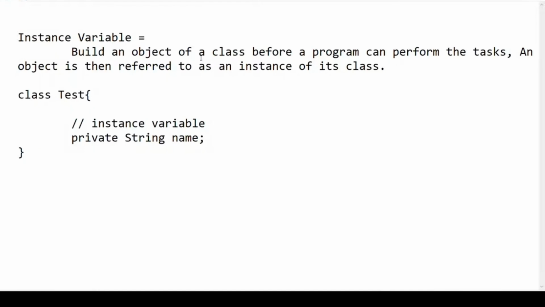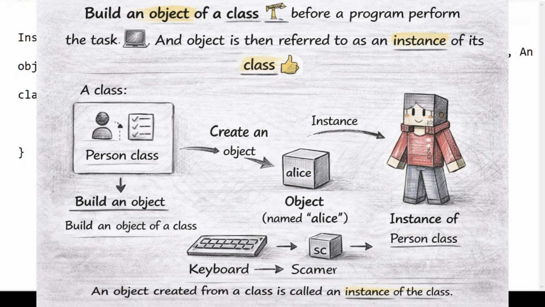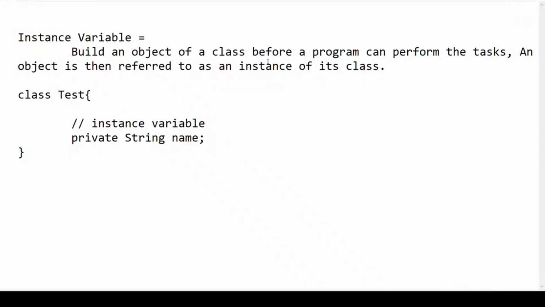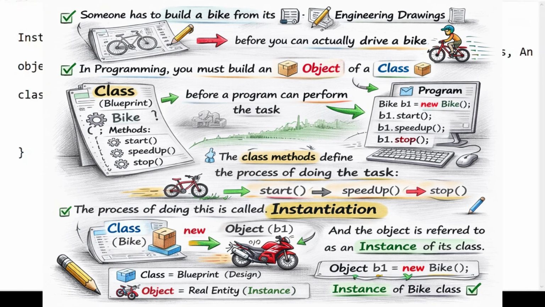You must build an object of a class before a program can perform the task. An object is then referred to as an instance of its class. For our better understanding, just as someone has to build a bike from its engineering drawings before you can actually drive a bike, you must build an object of a class before a program can perform the tasks that the class's methods define. The process of doing this is called instantiation. An object is then referred to as an instance of its class.